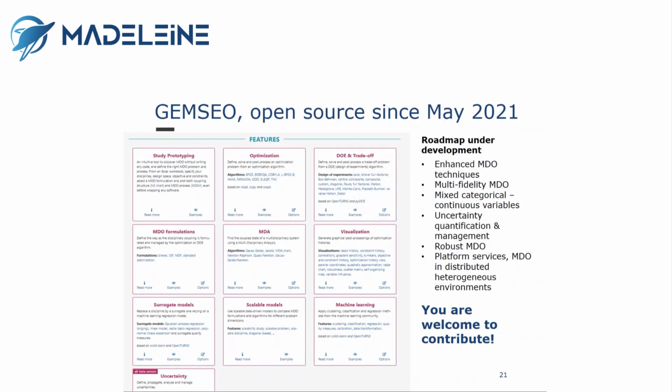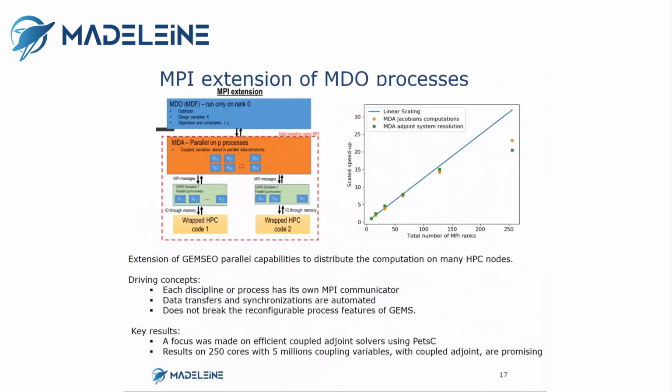Thanks, François. Up to now, there is one question from Stefan on slide 17. Are the many coupling variables handled by the optimizer or in the MDA problem? It's a good question. In this particular test case, we are doing MDF. So those 5 million coupling variables are handled by the MDA, not by the optimizer.